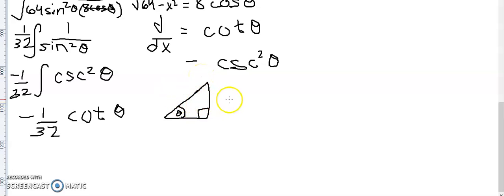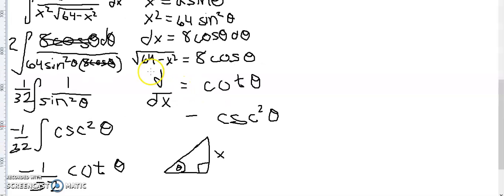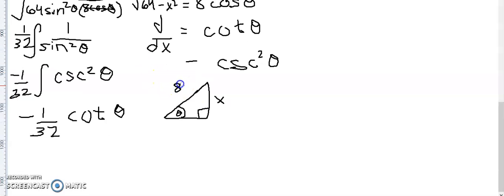So what you want to do on this side of the triangle, we're going to put our x, and on this side we're going to put our 8. And then here we're going to put the 64 minus x squared, so the square root of 64 minus x squared. So now cotangent we know is also written as cosine theta over sine theta.